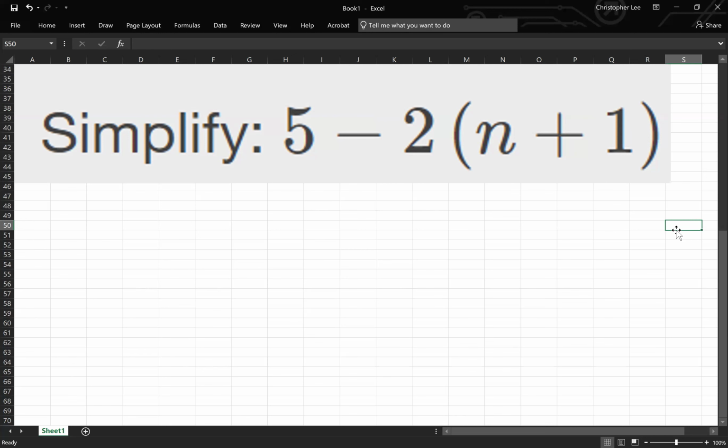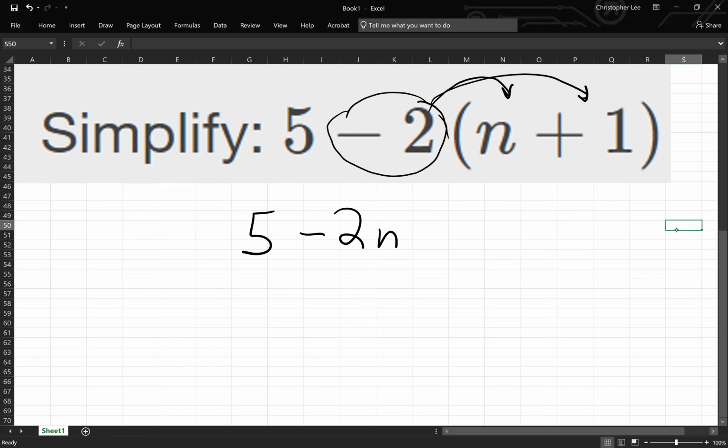So what you're going to distribute is actually this whole thing, -2, right? So -2 times n, and then -2 times 1, right? So now what does this become? This becomes 5 minus 2n minus 2. After you get to this stage, what should you do? Combine like terms, all right? So what is it? Tell me the answer. Right. 5 minus 2n minus 2. So combine like terms, what do you get?